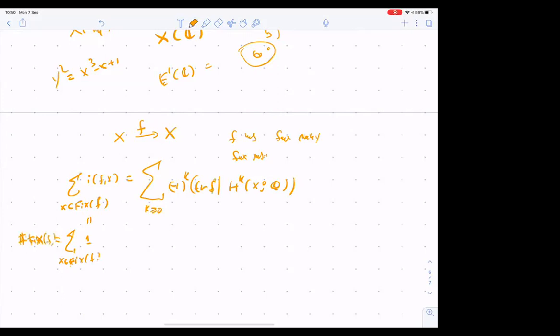What do we have here? Well, F defines a map from X to X. Therefore, because cohomology is a functor, it defines a map from this vector space to itself for every K. I assume it's a finite CW complex, so this is a finite dimensional vector space. We can take the trace, and we just sum those traces. Because it's a finite dimensional thing, this sum looks like it's infinite, but it actually stops. And I'm just taking the odd cohomology with negative sign, and the even cohomology with positive.